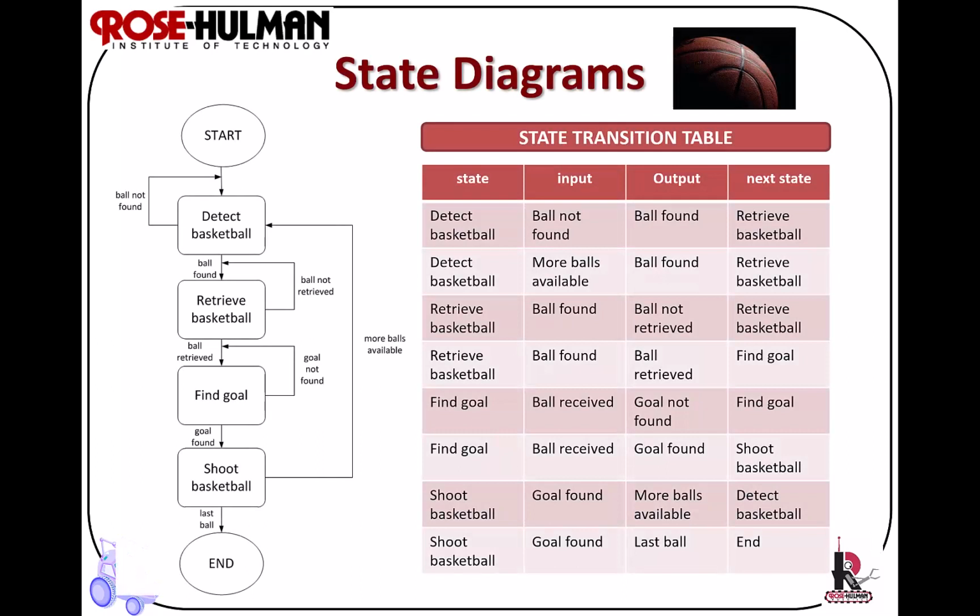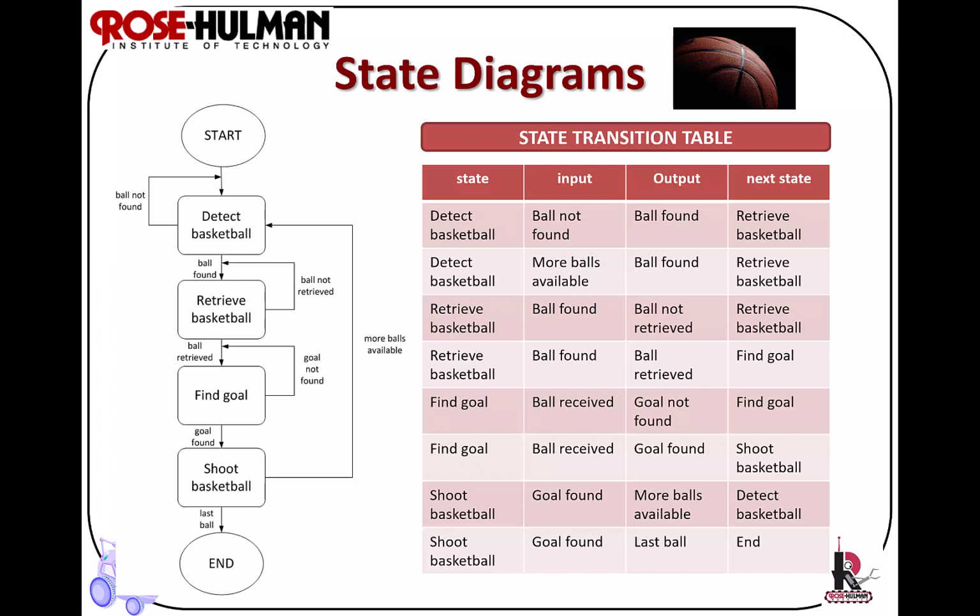Here is a state transition table for a basketball shooting robot. So you have the states as the robot starts and detects the basketball. If no basketball, it stays in that state. If a basketball is found, then the robot moves to the retrieve basketball state. It will stay there until the ball is retrieved. Then it goes to the find goal state. It will stay there until the goal is found.